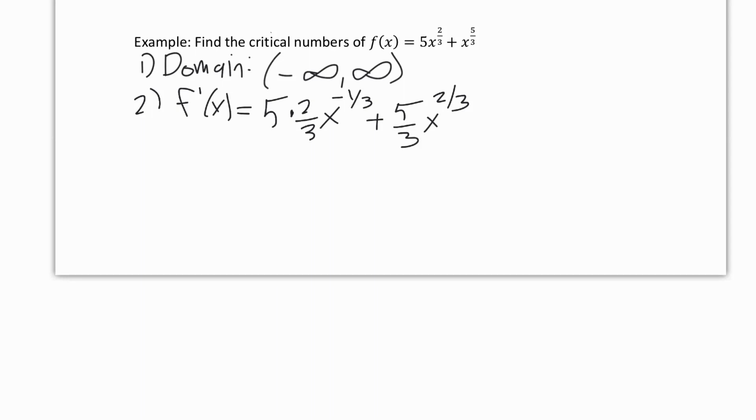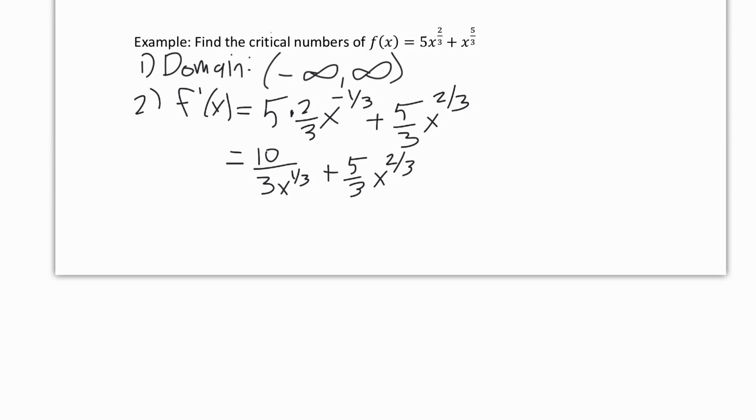Now, we need to set this equal to 0, and to do that, we're going to need to simplify this derivative. We're going to need to combine things and make the powers not negative. We're going to need to do a lot of algebra here, but the goal is eventually to set this equal to 0. So the first step is to do the derivative. Now we have to simplify. So 5 times 2 will be 10, so 10 over 3. The negative can move down to the bottom, so x to the positive 1/3 in the bottom, plus 5 over 3, x to the 2 over 3.